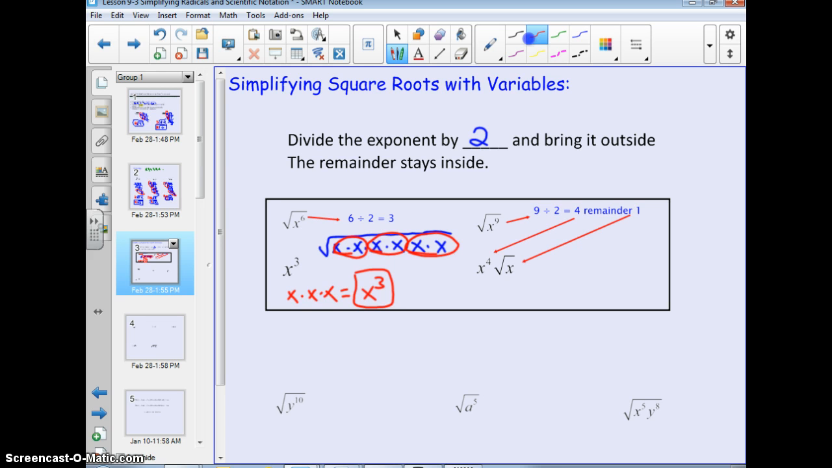Now for the next example over here, the square root of x to the 9th power, if I were to write all of that out, if I were to expand it, it's going to take a minute.